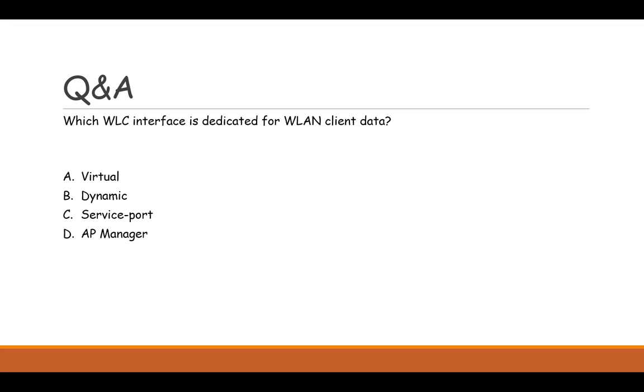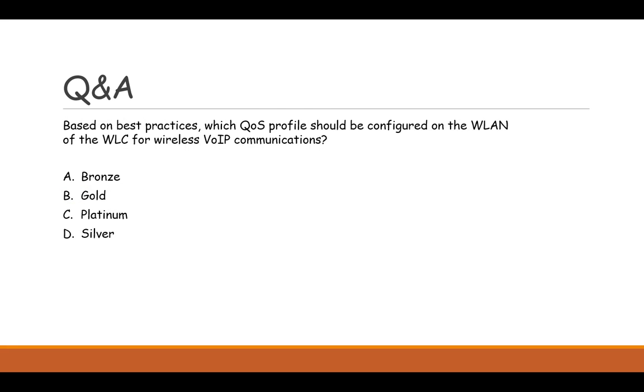The virtual interface is the one that's used for DHCP relay and authentication traffic. Your service port is used for out-of-band management, and AP Manager interface is used for your AP associations and control messages. So the dynamic interface is the one that's actually used for your client data. So that would be B.